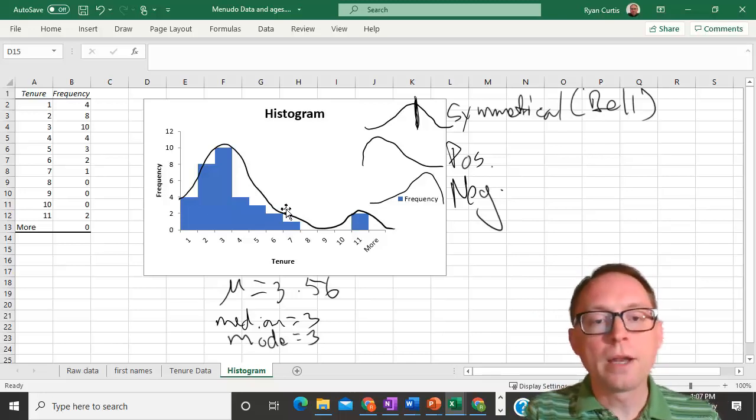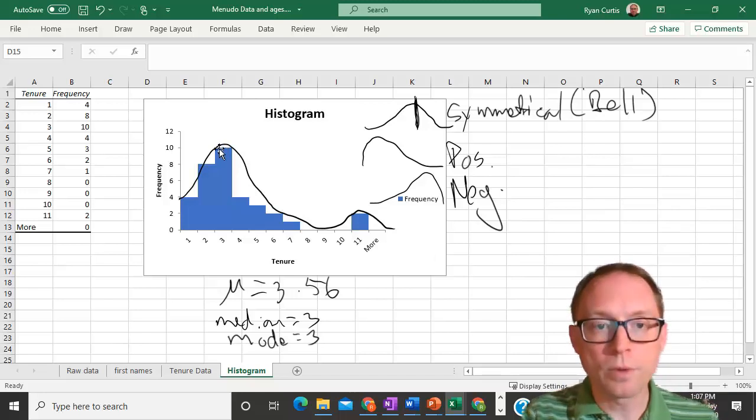Let's go ahead and also talk about modes. Remember that we could see what the mode was in this distribution. We can see that 3 is the mode. How can we tell that 3 is the mode? Because it's the highest frequency. It's got the biggest peak, right? This is the mode. Whether there is one mode or two modes is when we say unimodal or bimodal. In this case, this is unimodal.